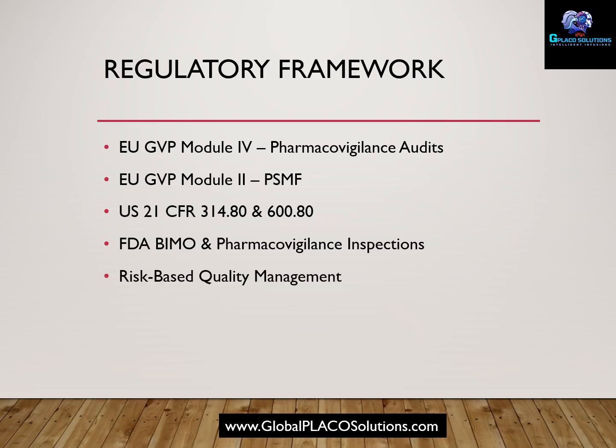Coming to the regulatory framework, every auditor and the companies, that is MAH, sponsors and CROs, must be aware of the pharmacovigilance regulatory guidelines or regulations or EU directives. For EU, we have EU GVP Module IV that deals with the pharmacovigilance audits, how it is conducted. For US, you also have 21 CFR 314.80 and 600.80. FDA, BIMO and pharmacovigilance inspections, risk-based quality management.